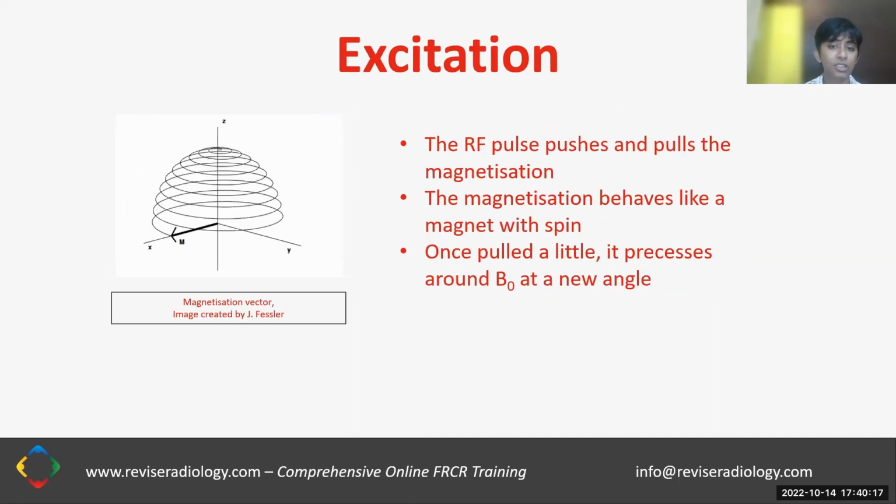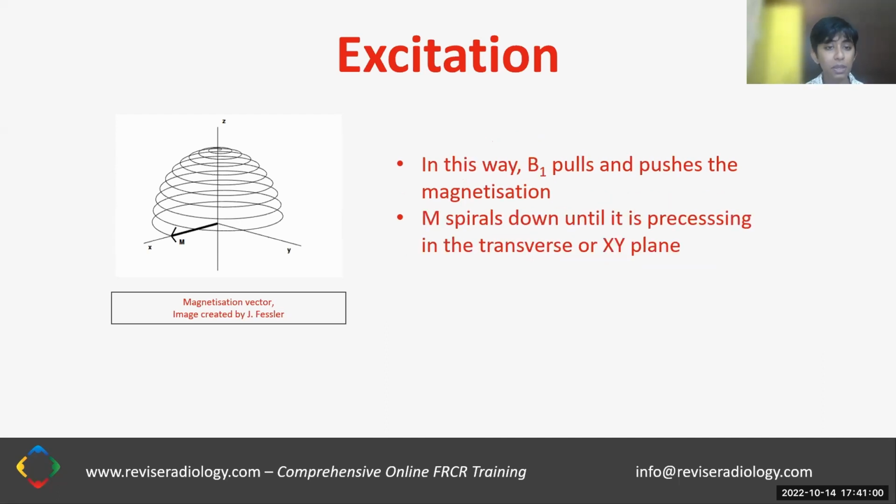The radio frequency pulse pushes and pulls the magnetization. The magnetization behaves like a magnet would spin. Once it's pulled a little, it precesses at a new angle. So first it's completely pointing upward in the direction of the magnetic field. You apply a radio frequency pulse, which has the Larmor frequency to it. Now what's going to happen is it's going to start flipping, it's going to start precessing. So it goes a little lower and it starts precessing. Then it gets pulled a little more, so it goes a little lower and starts precessing, until finally it's completely lying 90 degrees to the external applied field, the big field we're applying, and it's precessing around B0 at 90 degrees. So in this way, B1 pulls and pushes the magnetization, magnetization M spirals down until it is precessing in the transverse or the XY plane.